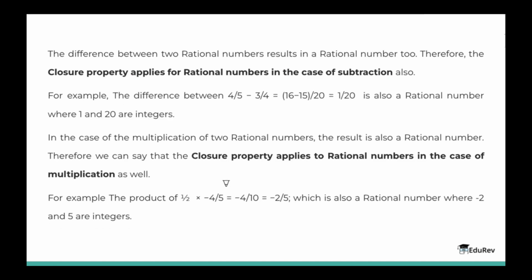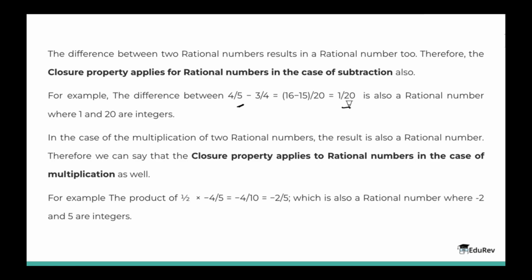Now, the difference between two rational numbers results in a rational number too. Therefore, the closure property applies for rational numbers in the case of subtraction as well. For example, 4 by 5 minus 3 by 4 is going to be what? 1 by 20. So it's going to be a rational number because 1 and 20 are integers, and obviously 20 is not equal to 0.